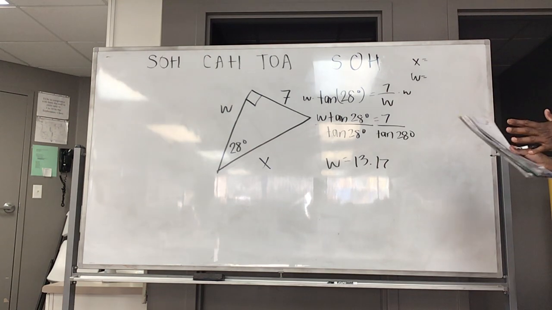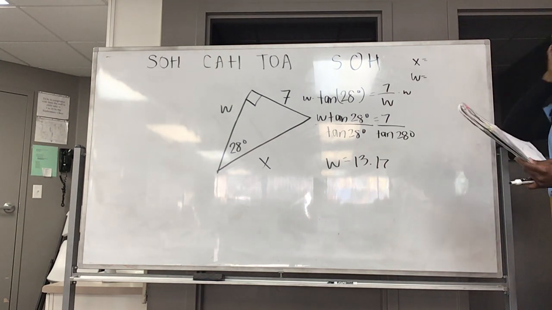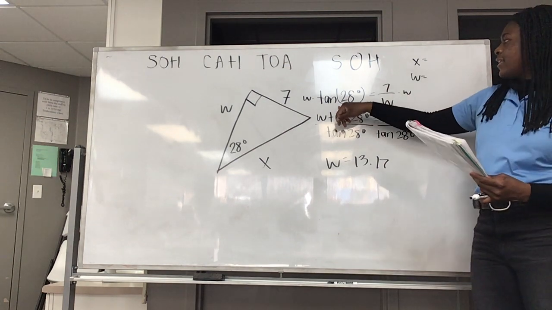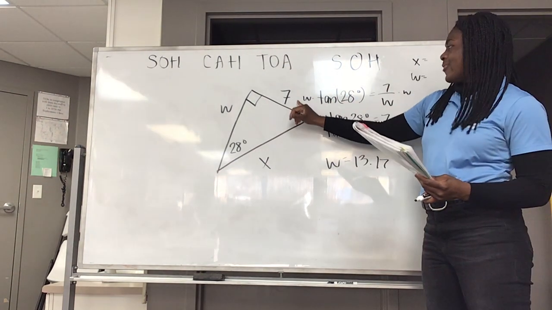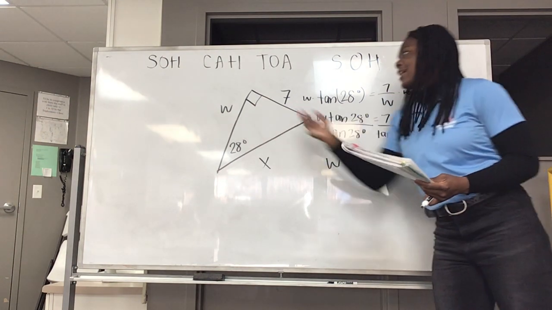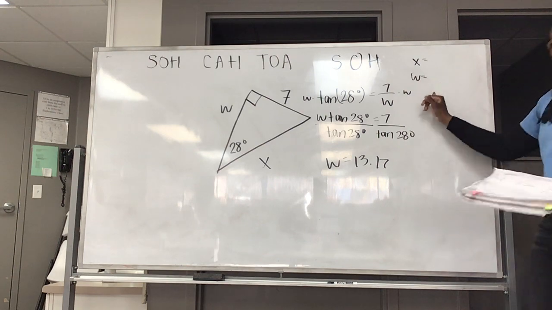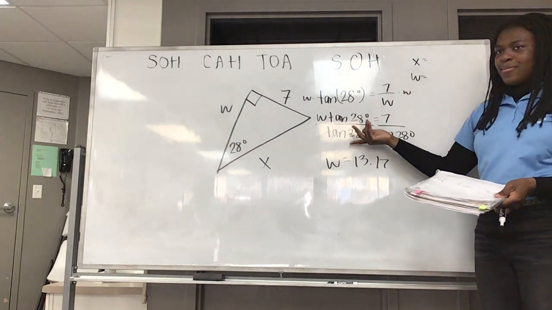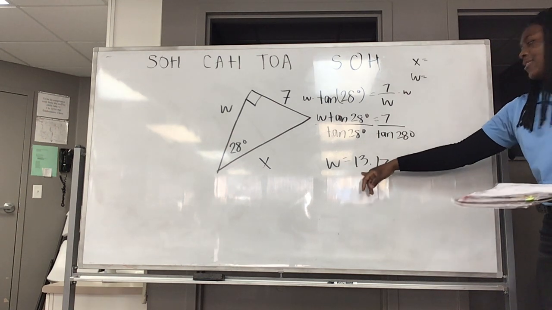Okay, so for side length W, you should have gotten around 13.17 with rounding. So what I did is I used tangent of angle 28, which is the opposite over adjacent. Opposite I knew was 7, and my adjacent side we didn't know, so 7 over W. To get W alone, I multiplied by W on both sides, and then divided by tangent of 28 degrees, and so that gave me W equals 13.17.